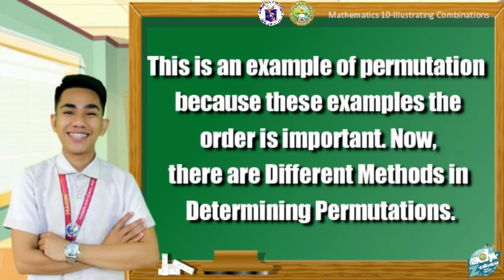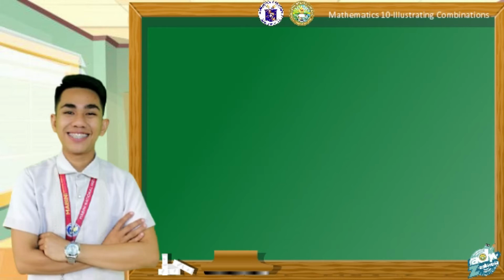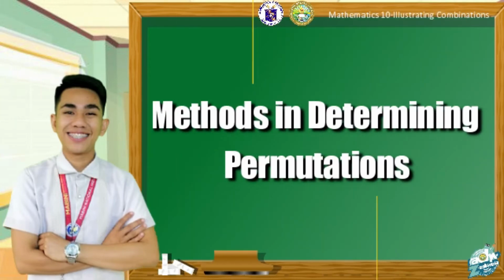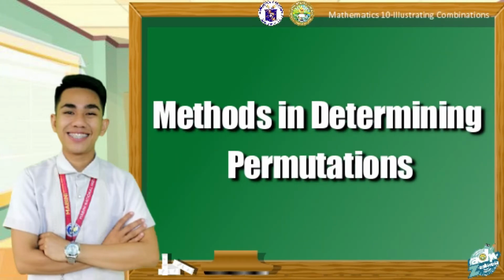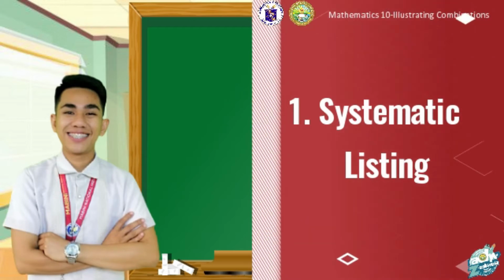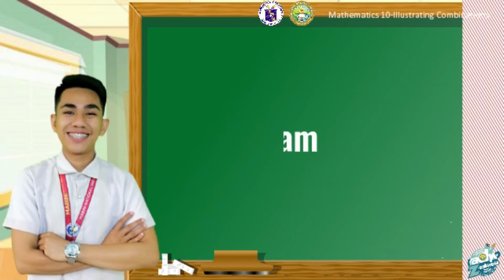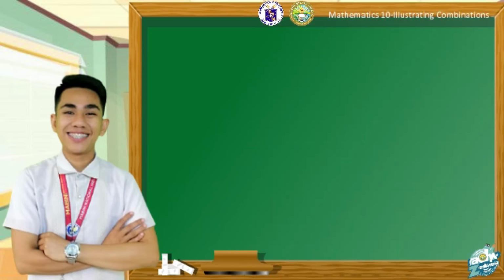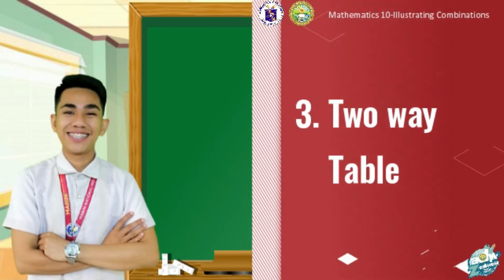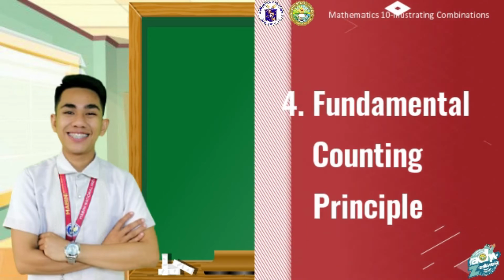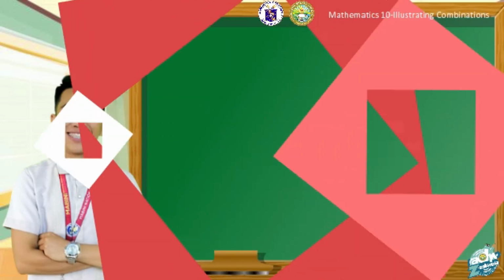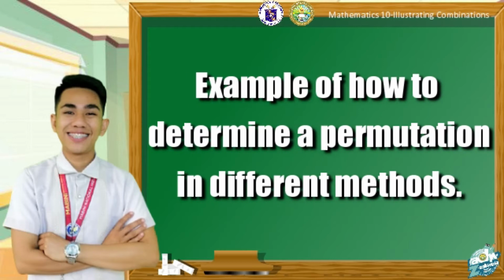Now, there are different methods in determining permutations. Number 1, systematic listing. Number 2, tree diagram. Number 3, two-way table. Number 4, fundamental counting principle. Now, let us have an example of how to determine a permutation in different methods.